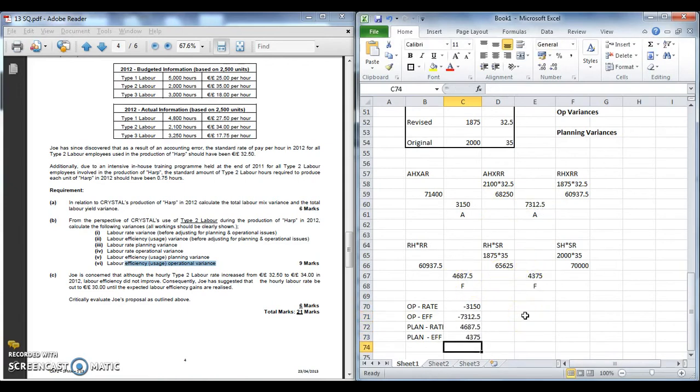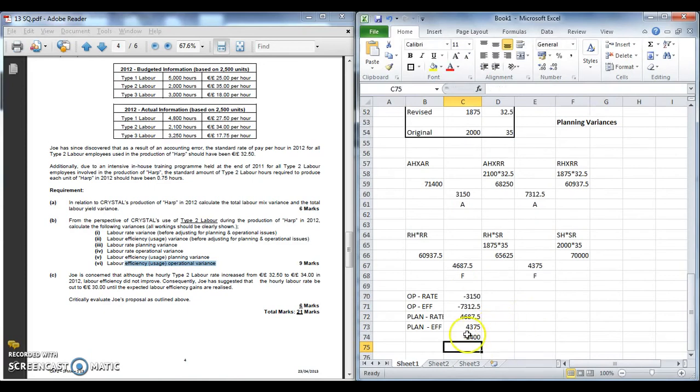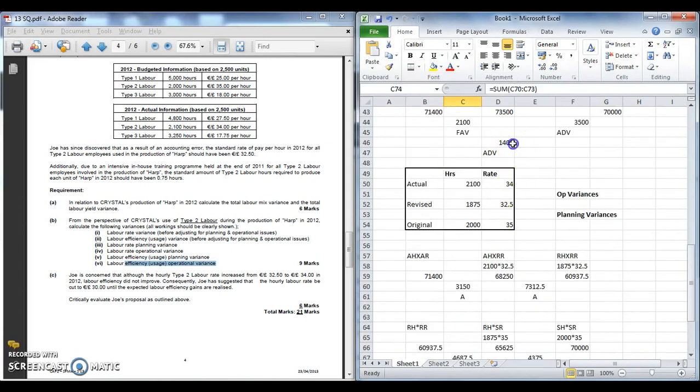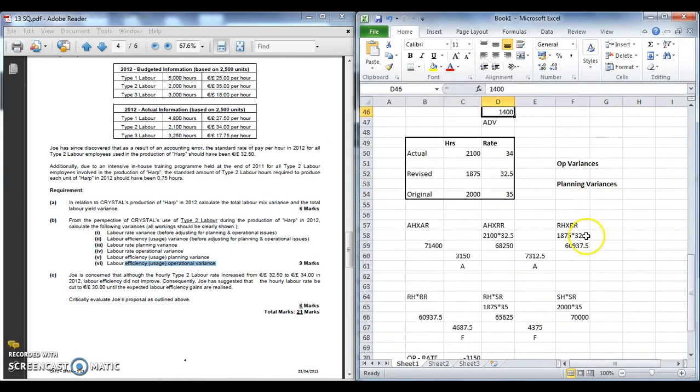And adding those together gets you to your negative 1400, which again is consistent with our initial calculation up here. So again, it's a good sense check at the end to make sure that the 4.